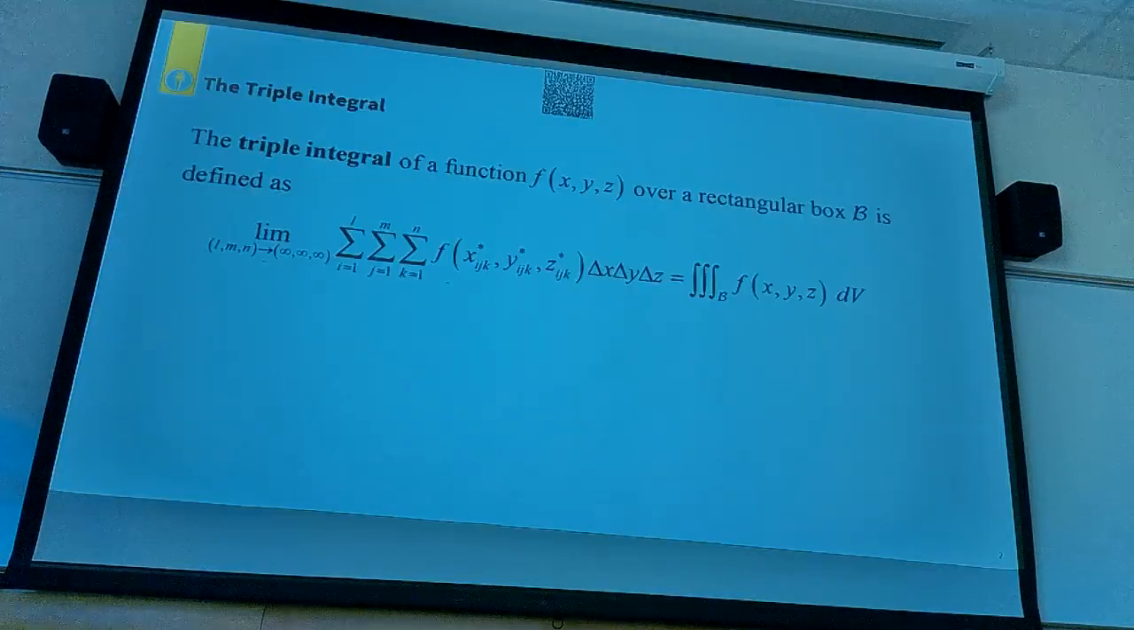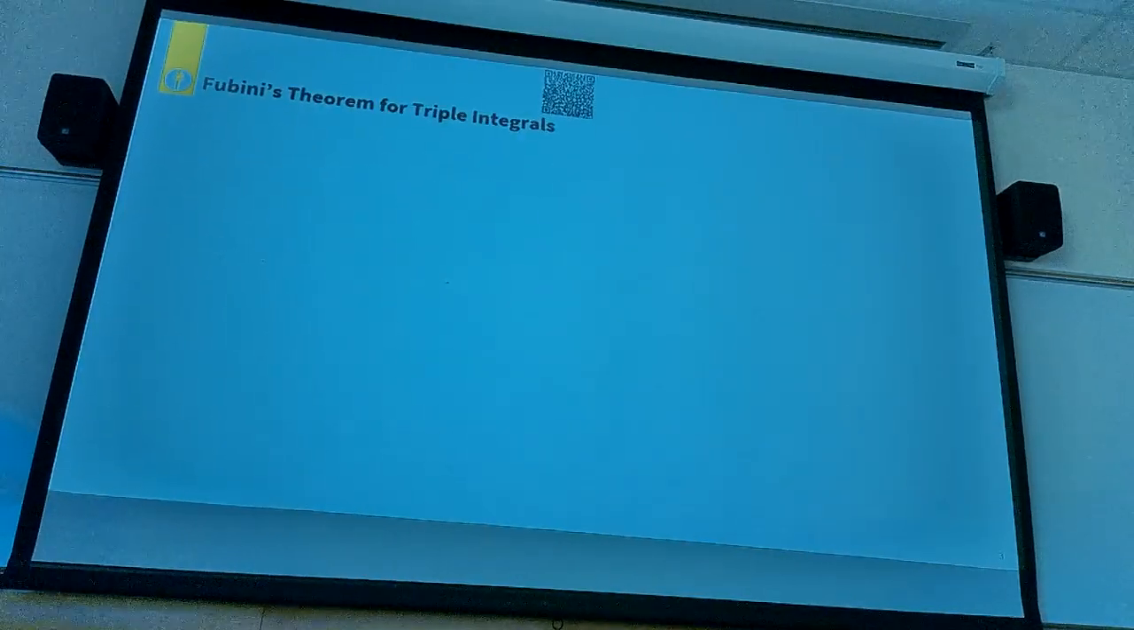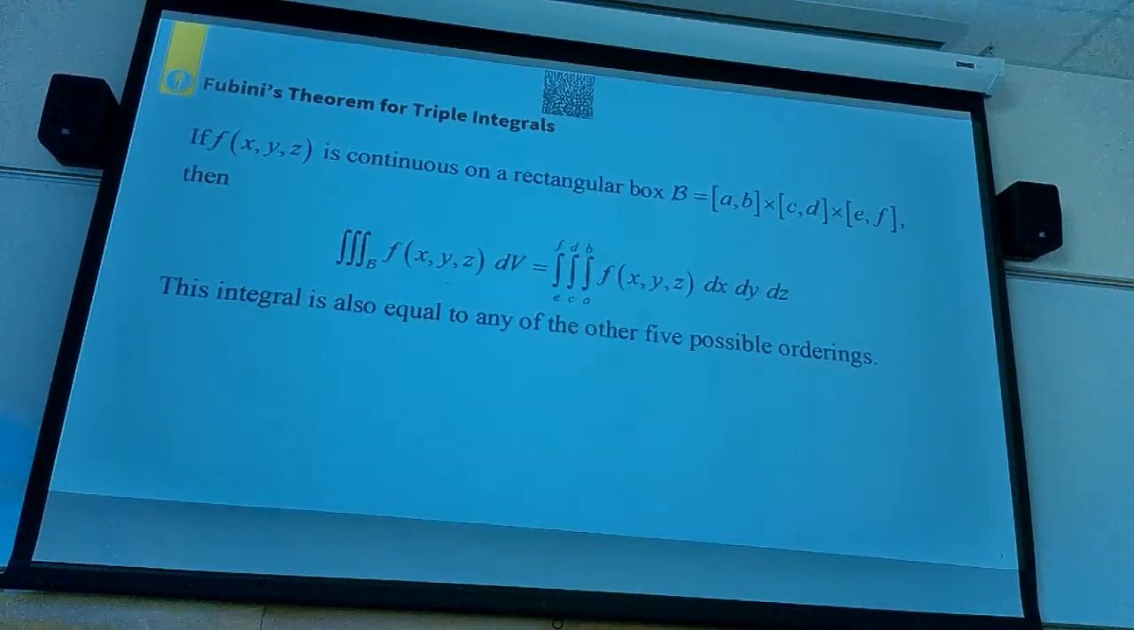Again, we're not going to actually worry about ever using that definition, because that definition is definitely a pain to work with. So instead we move on to Fubini's theorem for triple integrals, which tells us how we're actually going to evaluate a triple integral. Again, for a box, A, B cross C, D cross E, F, the integral over that box is a triple iterated integral.